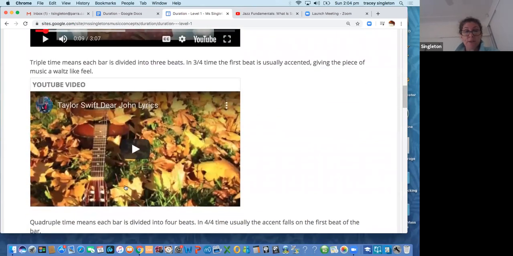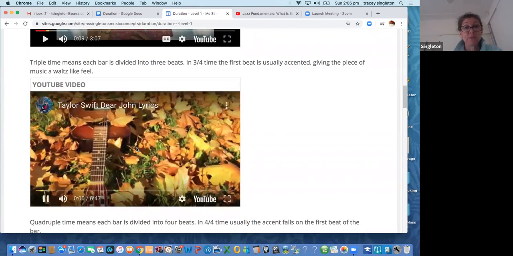Triple time, this example here by Taylor Swift, is when you have 3 beats in a bar. And the first beat, I should say, is usually the accented one. So it's 1, 2, 3, 1, 2, 3, 1, 2, 3. That's one way you can listen to it.